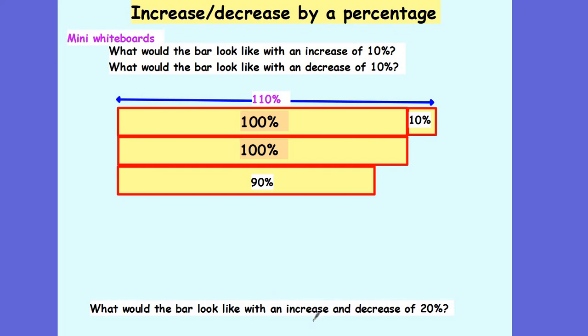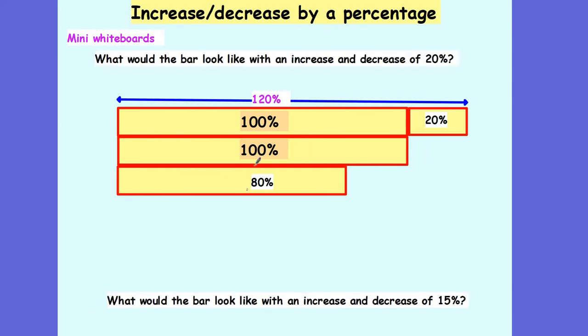look like with an increase and a decrease of 20%? Draw it in exactly the same way, draw the 100% bar. What would an increase of 20% and what would a decrease of 20% look like? Okay, and here's the answer. We should have got the 100% bar looks the same. This time we've got 120 along the top, so we've increased by 20, and 80 along the bottom.